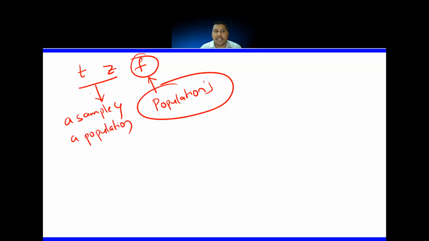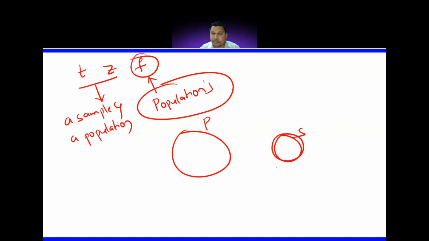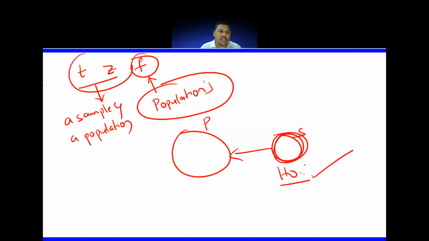Okay, it means T and Z can be applied when there is a population P. You have taken a small sample. You are using this sample's data to make a claim that this sample belongs to this population. So when you want to make a claim, H naught, using the sample's data, and you want to prove whether the comment made by me is true or false, then you apply T or Z. So this is a fight between a population and a sample's data.